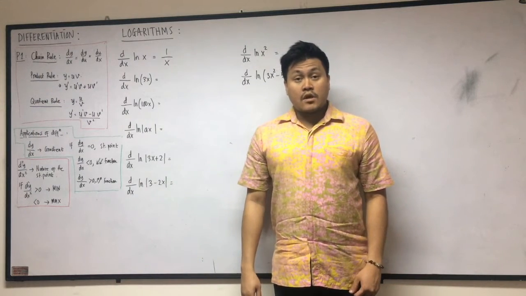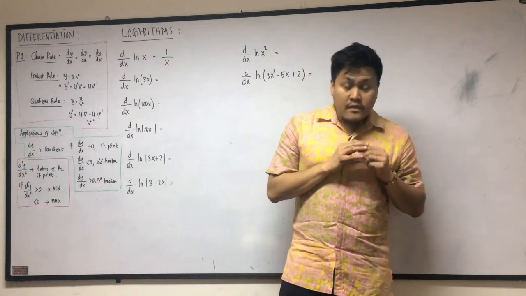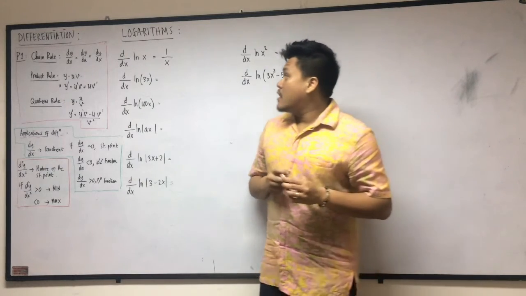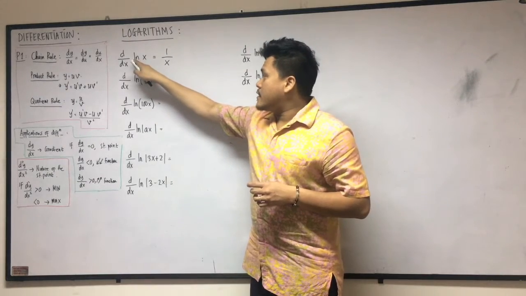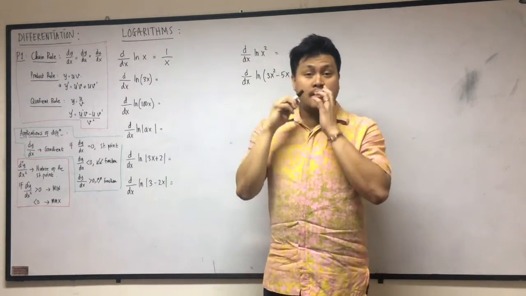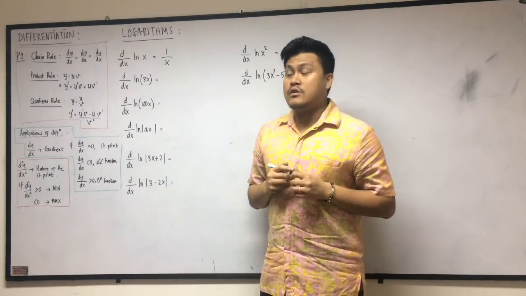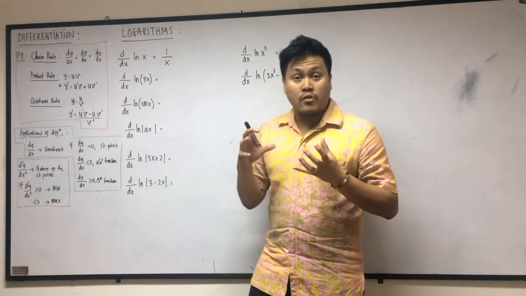The next thing I'm going to be talking about is the derivative of logarithms, in particular the natural logarithm. The first property is that the derivative of ln x is equal to 1 over x. We're going to use the chain rule heavily here, so you need to pay attention and be familiar with how the chain rule works.